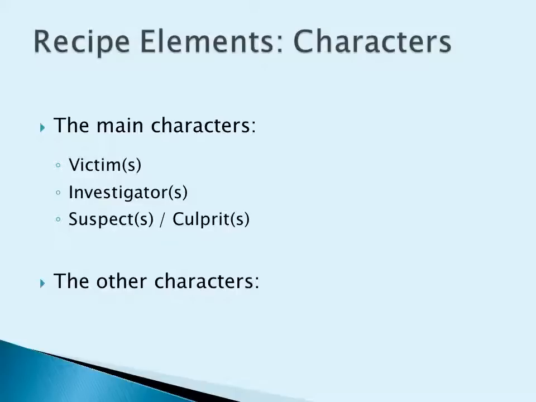Looking at the characters in our mystery, let's first take a look at the main characters. We'll start with the victims. Don't worry about the word victim. In this case, it really just means the recipient of the problem or the possible recipient of the solution. In our victim category, we have three types: past, present, and future victims.